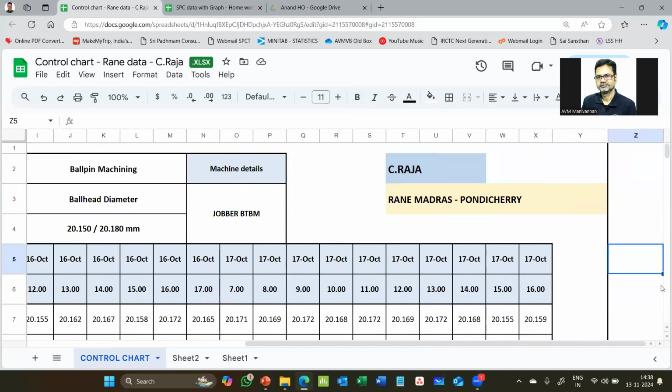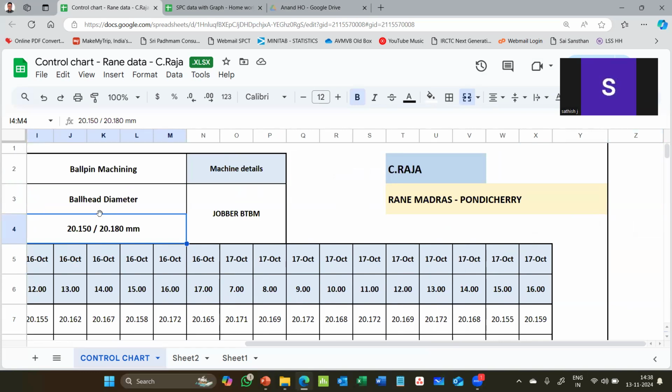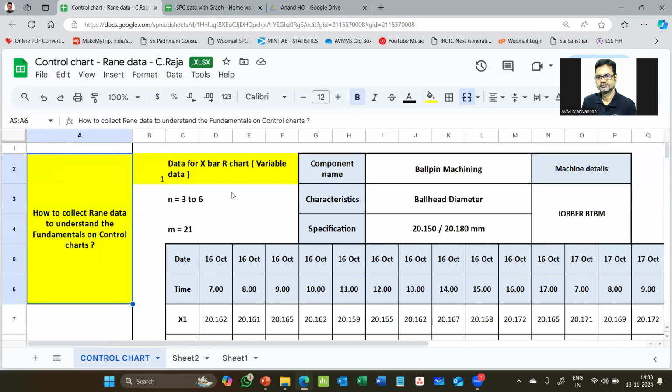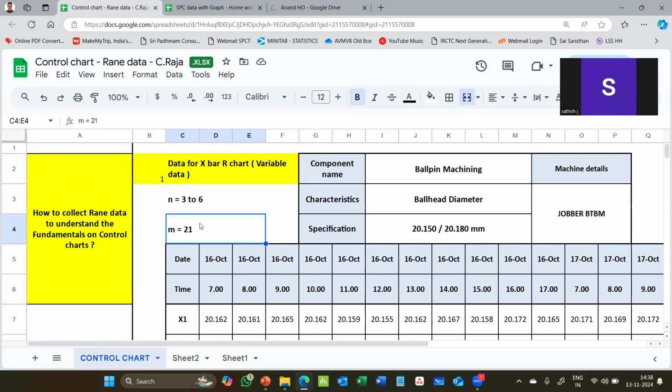So this is data from the machine called Jobber BTBM. Raja, what is your total tolerance? It is 20.150 to 20.180, so the tolerance is totally 30 microns. Excellent. Raja, for all SPC purposes, what should be your minimum M? Minimum is 21, sir. That is the rule for all SPC.